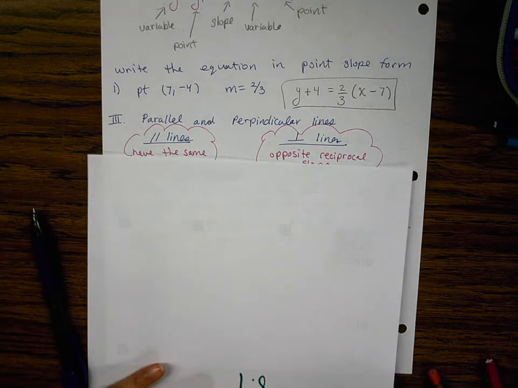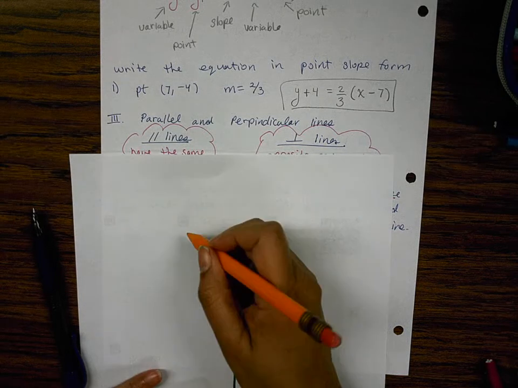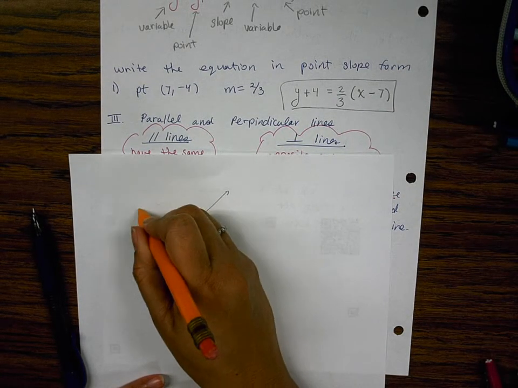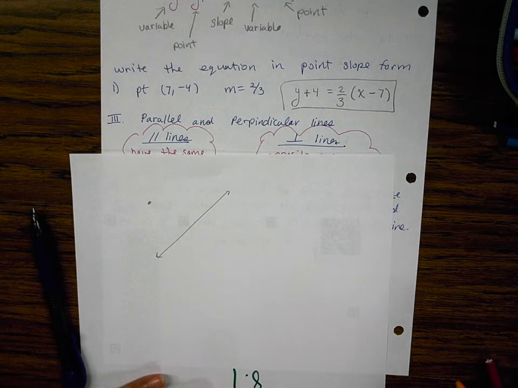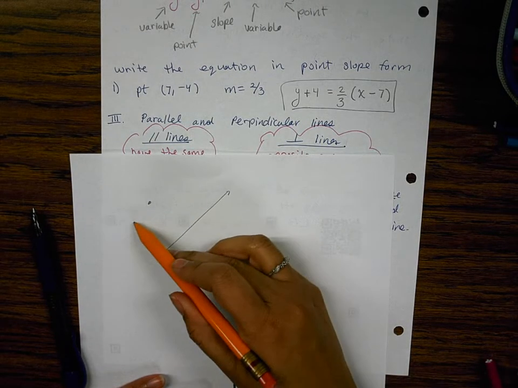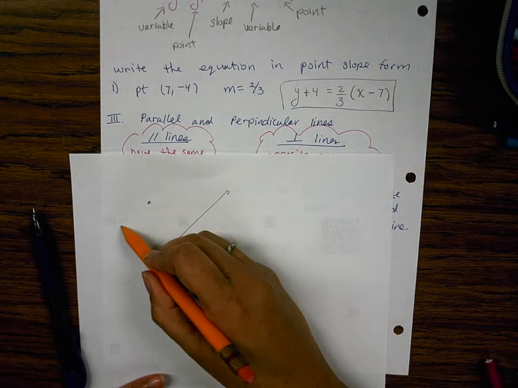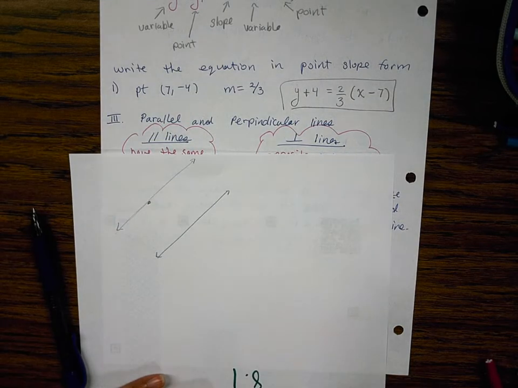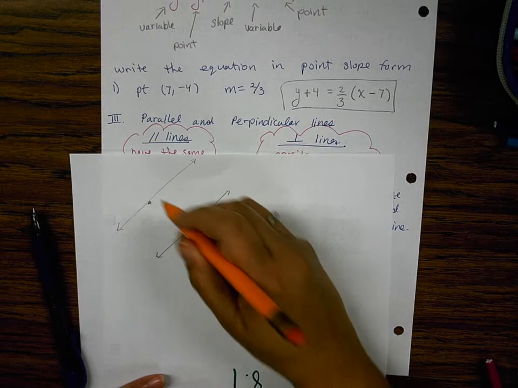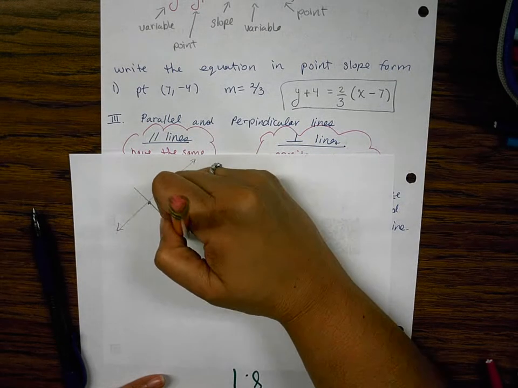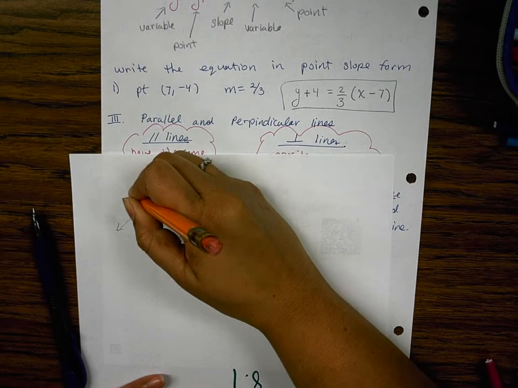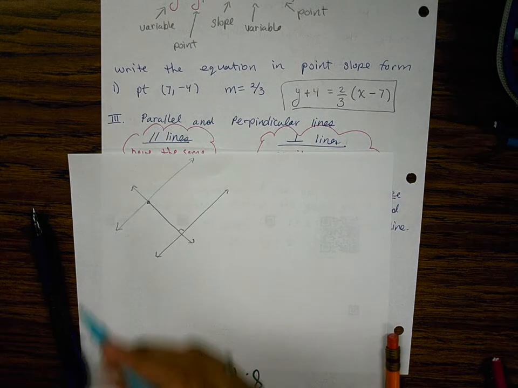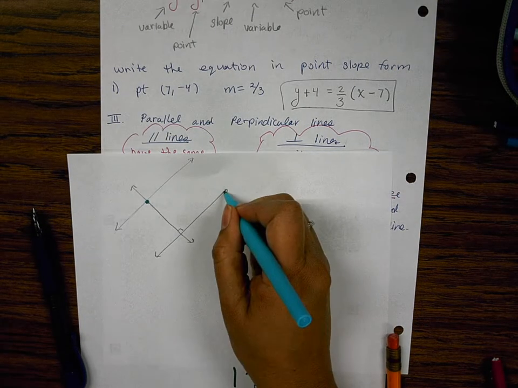Make sense? I'm not going to do all the graphing and finding y equals mx plus b, but if you had a line like this and a random point anywhere that's not on the line, you're looking for two things. You're going to look for the line that passes through that point and is parallel, and a line that passes through this point but is perpendicular.